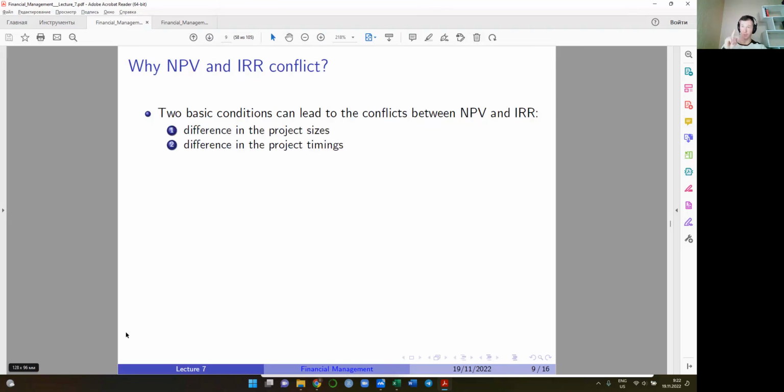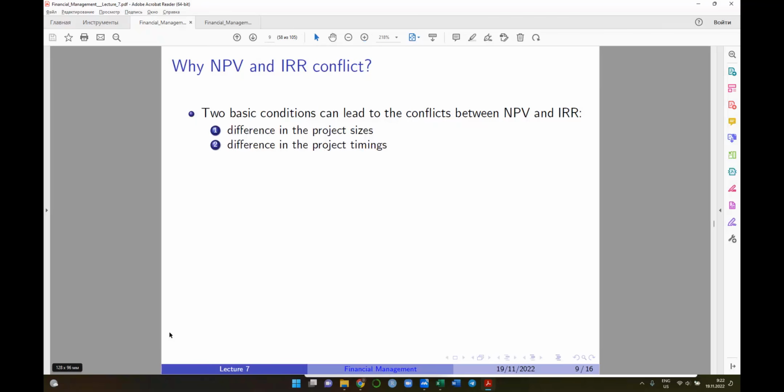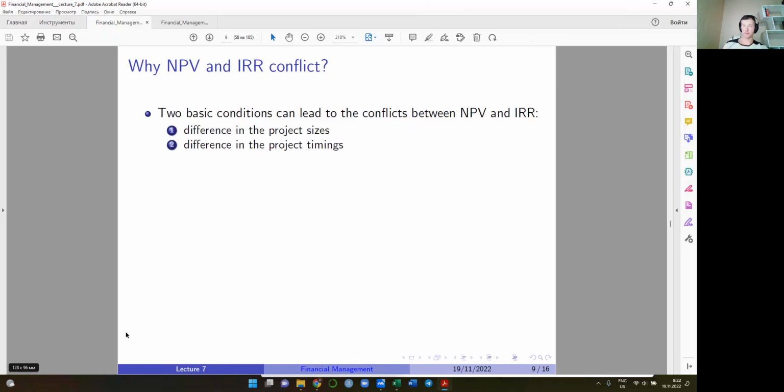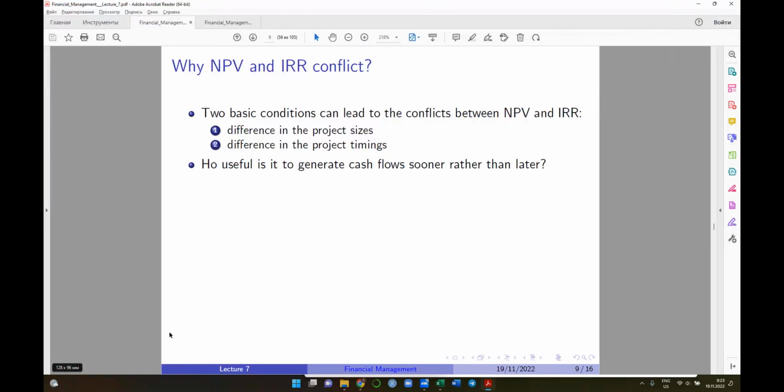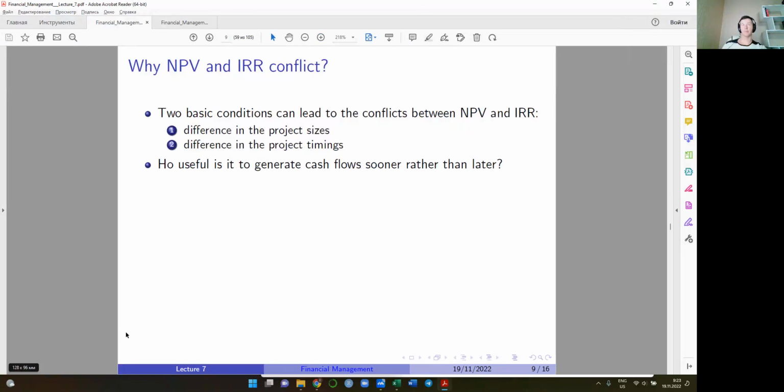Another case that we see here in two projects, Project S and Project L, is difference in the project timing. In Project S, we get the most earlier. In Project L, we get the most later. That's why we have this contradiction.